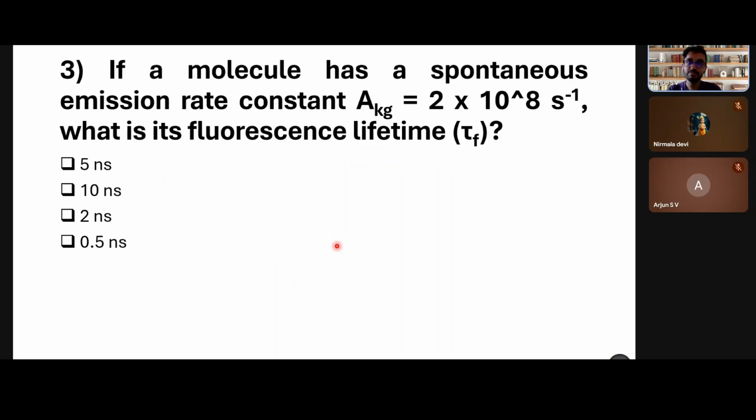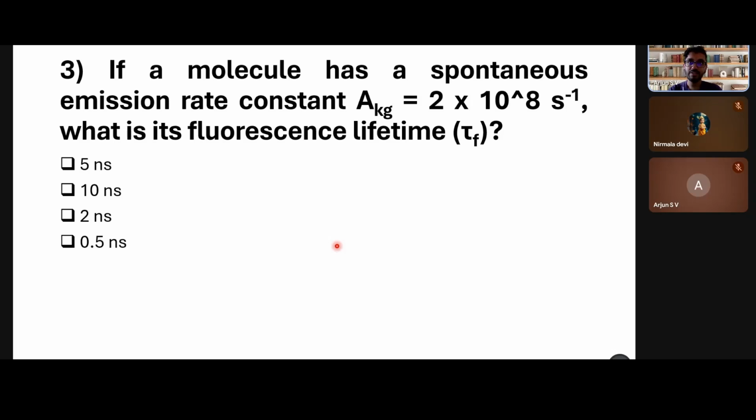So this is a pretty mathematical calculator problem. If a molecule has a spontaneous emission rate constant AKG equal to 2 into 10 power 8 per second, what is its fluorescence lifetime? So the problem is pretty straightforward, but you need to apply the right formula to get the answer.